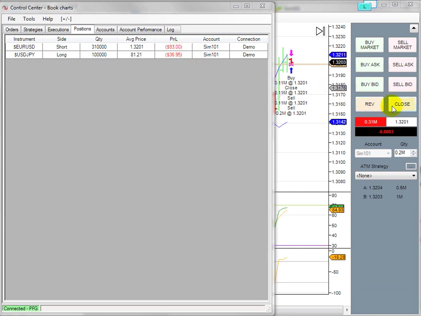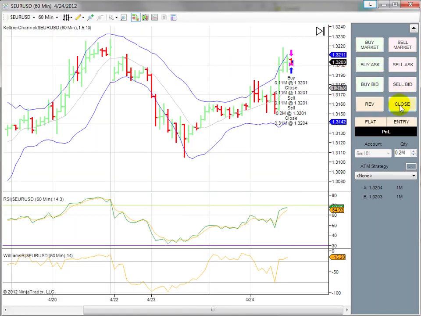Let's go ahead and close our positions. And we can do this by either hitting close or manually entering the opposite of what we were holding.